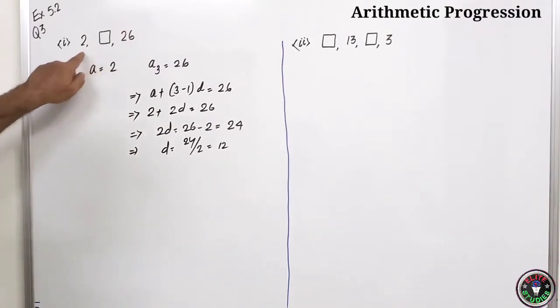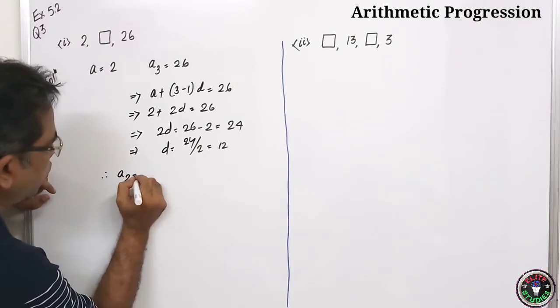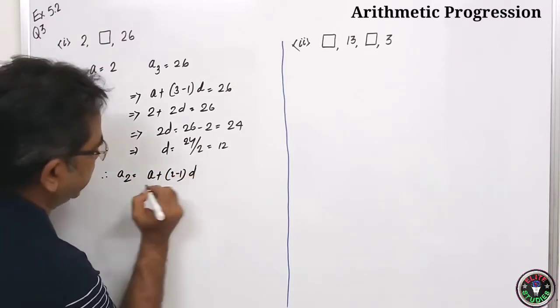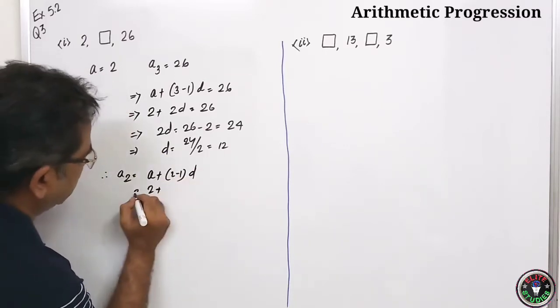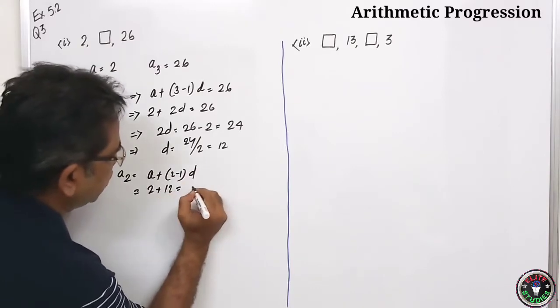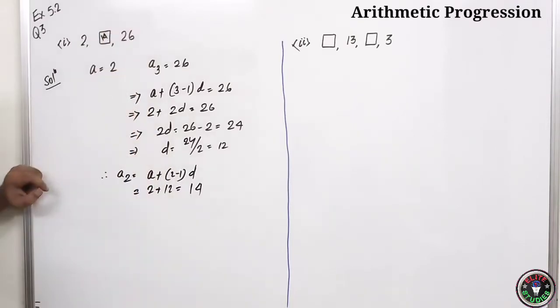So, what is this? A1, A2. Therefore, A2 is equal to A plus 2 minus 1 D. So, what is A? A is 2 plus 1 into D. D is how much? 12. So, A2 is equal to 14. So, your answer here will be 14. Clear?